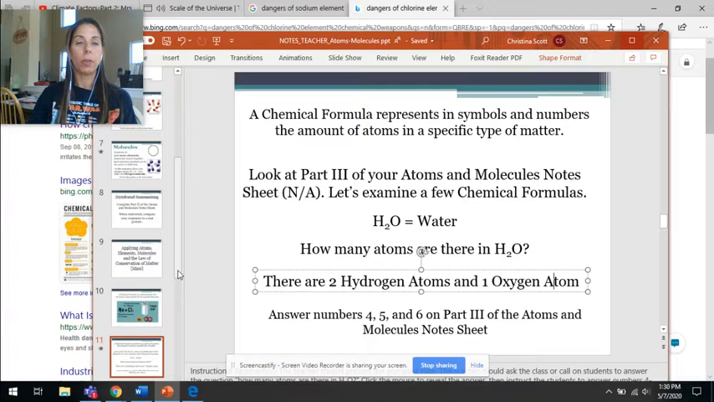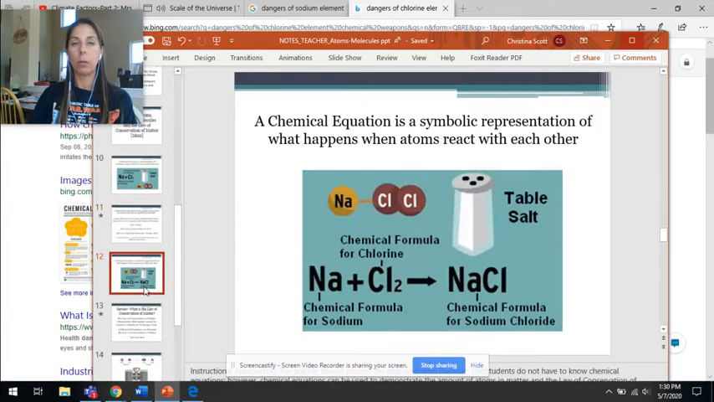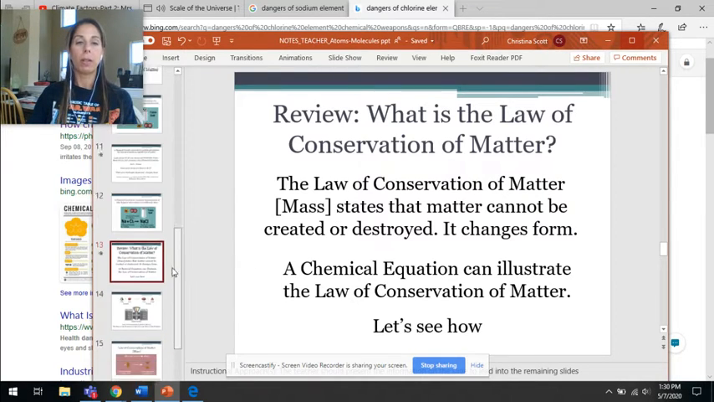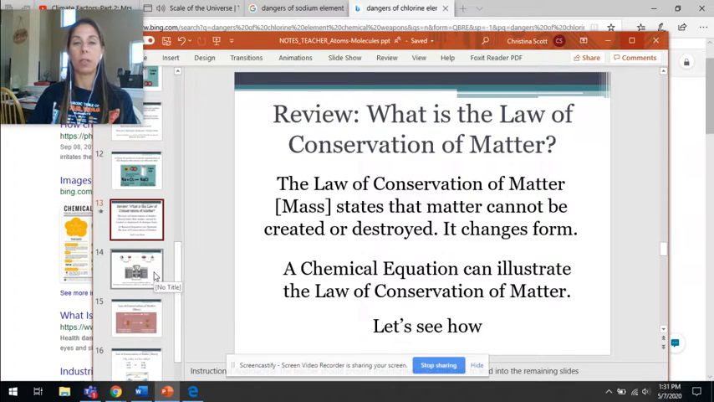And if I were to go on here and talk to you a little bit more about conserving matter, the law of conservation. Well, what does that mean, right? If you have a combination of these atoms, do they change or do they become something else?